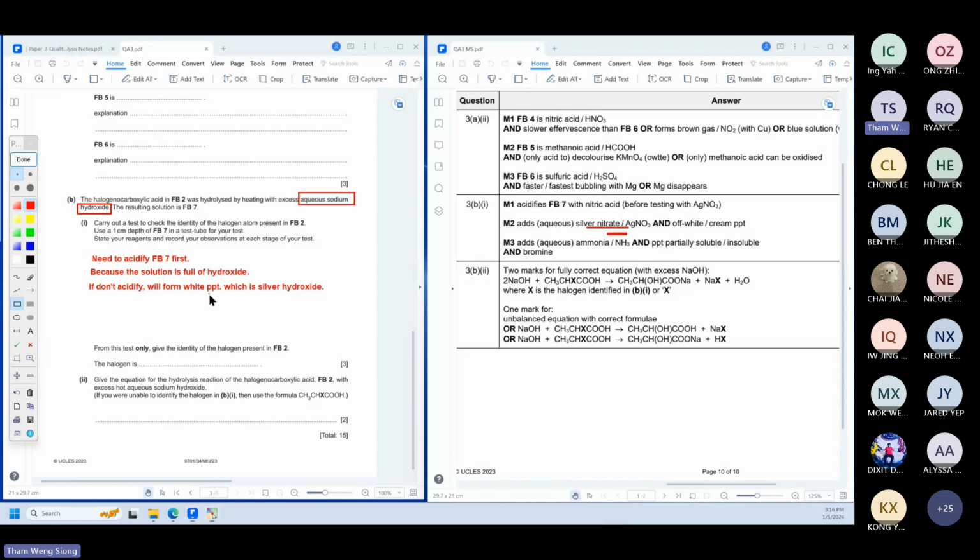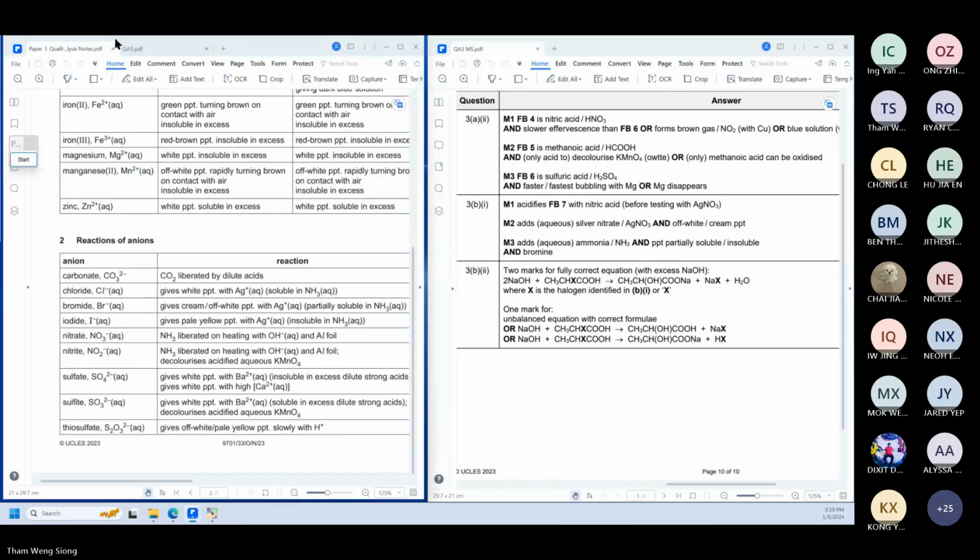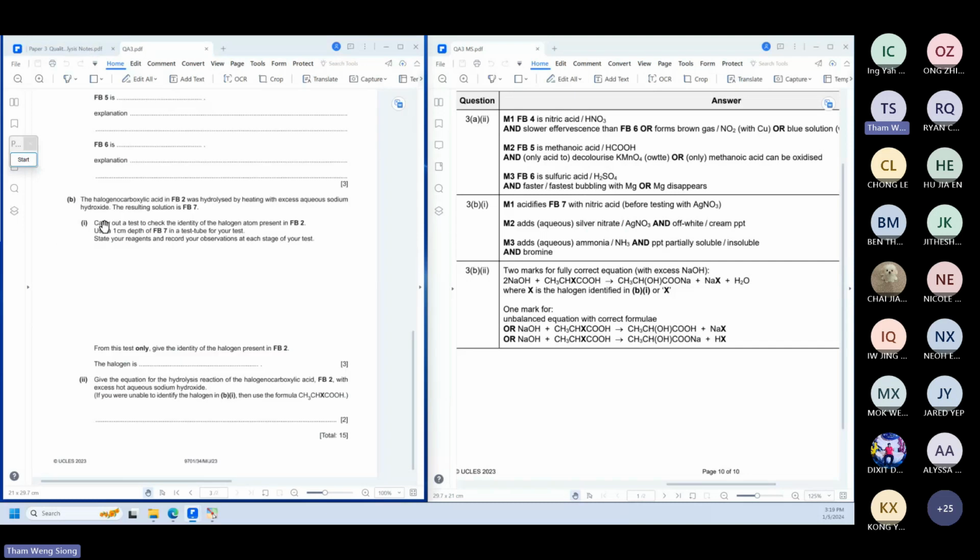That's why a lot of times in the qualitative analysis notes, they often require you to add in acid before you add in silver nitrate. Because if any hydroxide is inside the solution, you're going to get wrong data from the white precipitate. Everybody okay here so far? If everybody is okay here so far, please give a thumbs up.